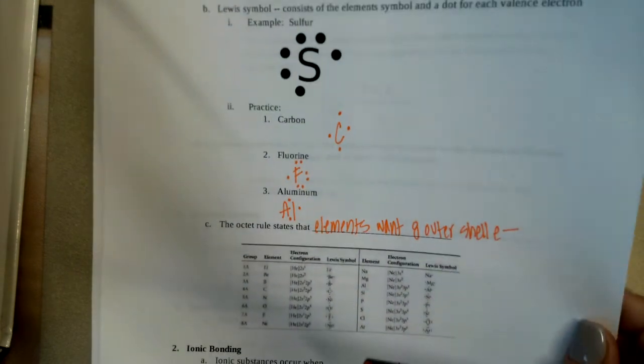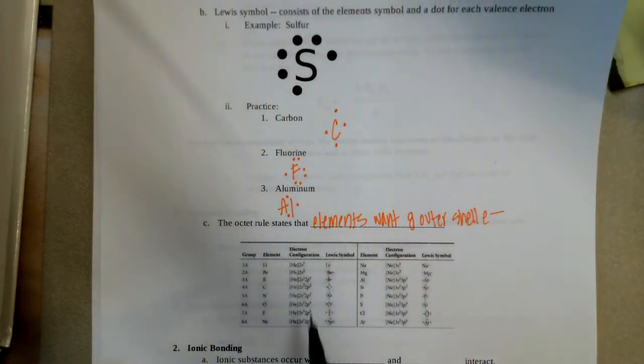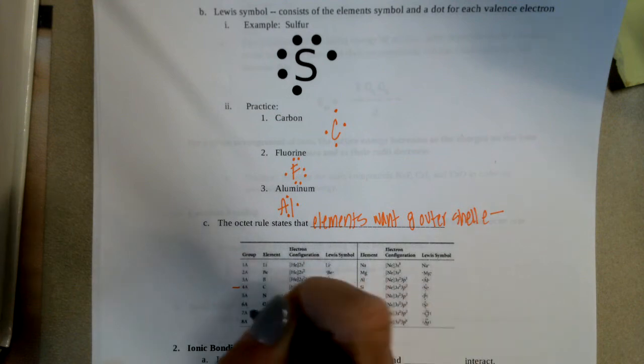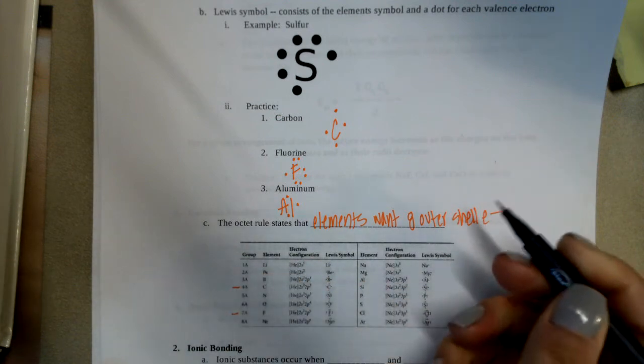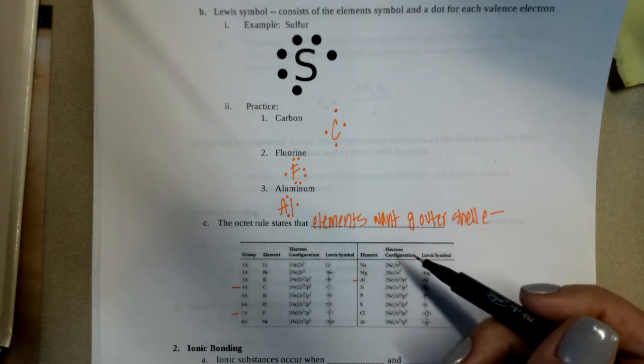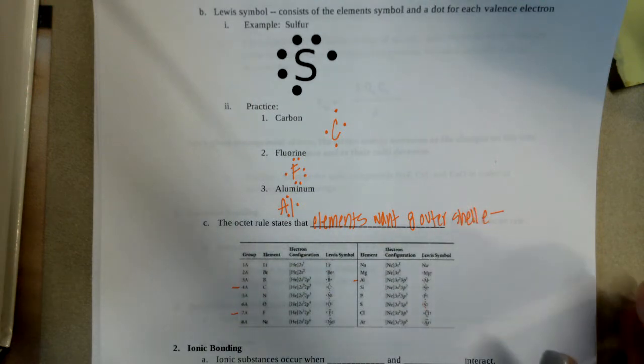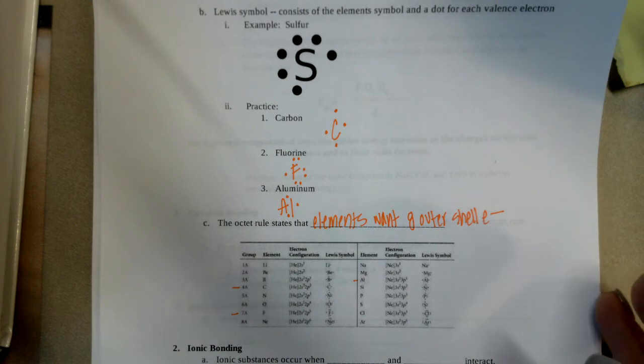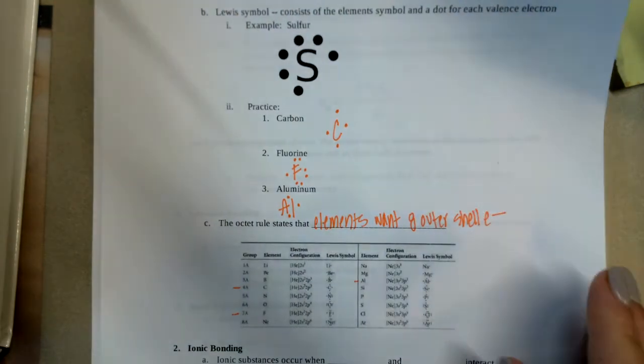So down here, you can take a gander at what's happening. The ones that we did were carbon, fluorine, and aluminum, but you'll notice since the periodic table is set up so nicely, we start to see a nice little trend with the valence electrons and the Lewis symbols. Okay, so that's the first part of the review.